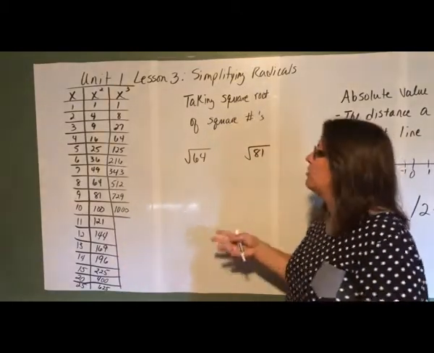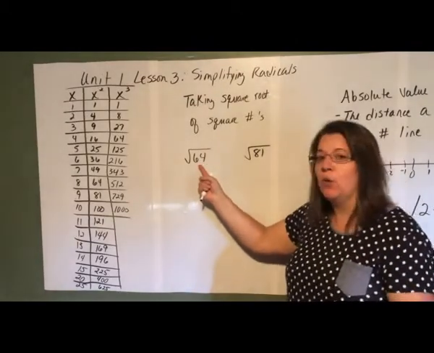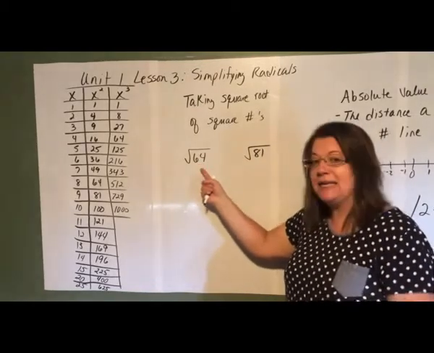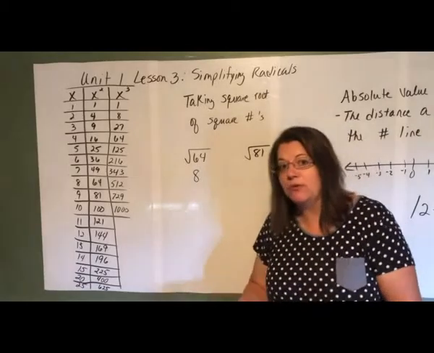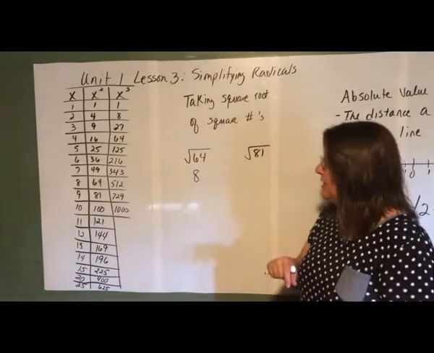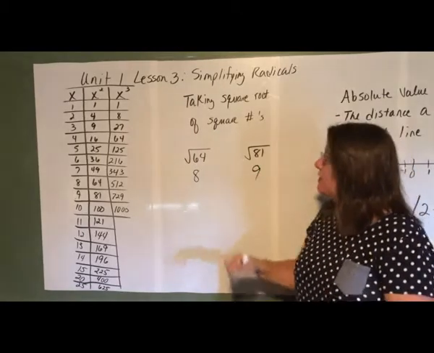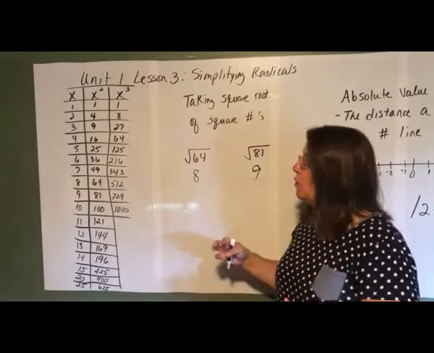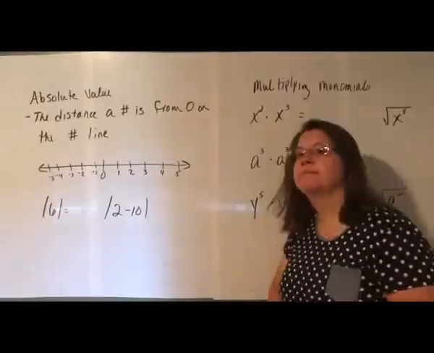There are a whole bunch of different ways you can simplify one of these, but 64 is a square number itself. We know that 8 times 8 is 64. So the easiest way, if you know your square numbers, is to just put 8 down for that. The square root of 81 is 9. Okay? Now there's another way to do that by breaking the number down if you don't know your square numbers, and that's what we're going to learn in this lesson.